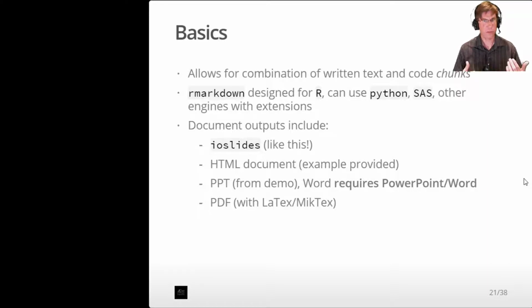There's a list of outputs, such as I/O slides. This is I/O slides. HTML documents, which I'm going to go through in an example. PowerPoint or Word. Of course, then you need to have PowerPoint or Word installed. And then PDF. PDF works through LaTeX or MikTeX if you're using Windows.